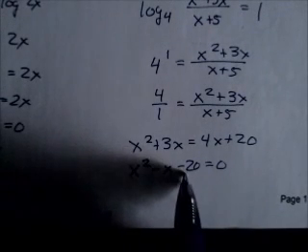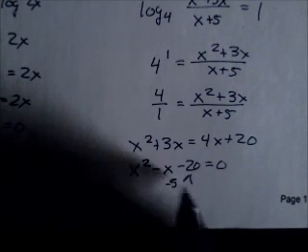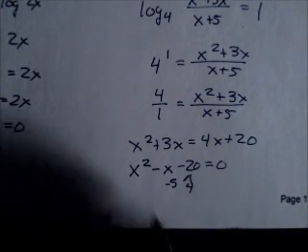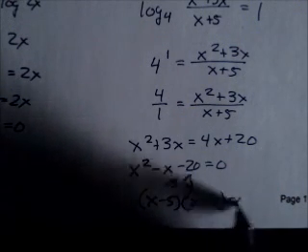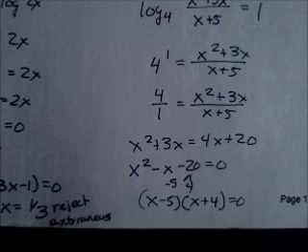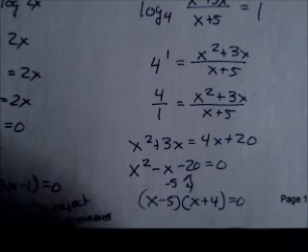Nice. The factors of negative 20 that add to negative 1 are negative 5 and 4. So x minus 5 times x plus 4 equals 0. And set each equal to 0, and we get two values. We have x equals 5 and x equals negative 4.